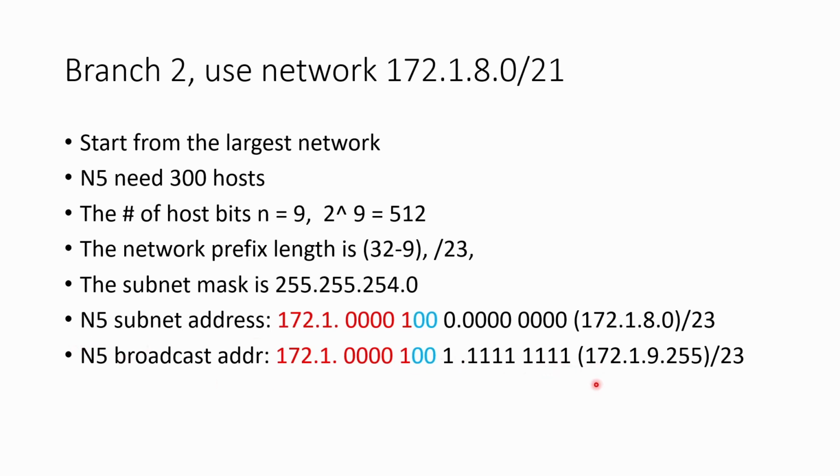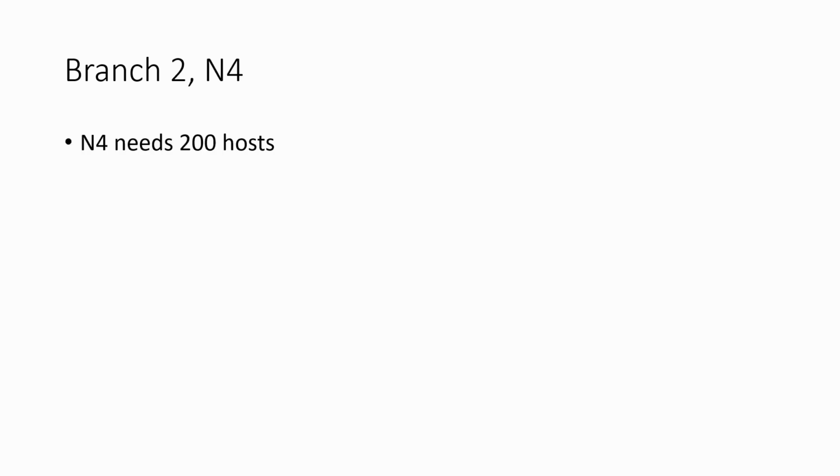Then we can see it's going up to 172.1.9.255. That is the broadcast address. The usable IPs are 8.1 all the way up to 9.254. That is the subnet created for M5/23. Now move on to the second largest, M4, that requires 200 hosts.